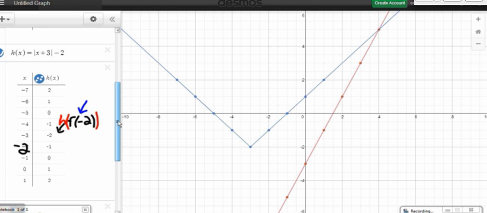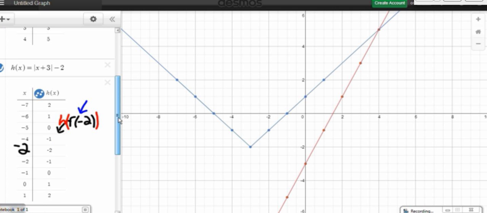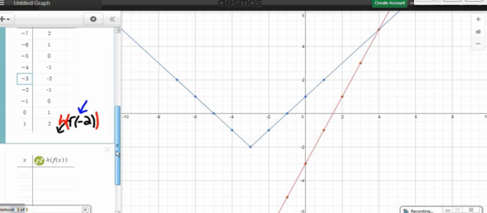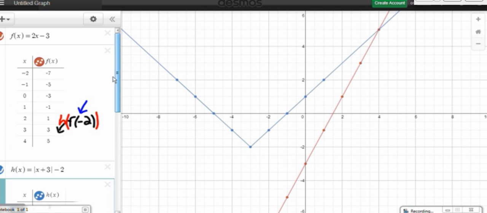And we have to find f of negative 2 first. So if we go up to our table, we can find it. This is the table of h, but we're looking for the table of f. There it is. And when x was negative 2, f of x was negative 7. In other words, f of negative 2 is negative 7. So I know what f of negative 2 is. So it's negative 7. So all I have to do is find h of negative 7.